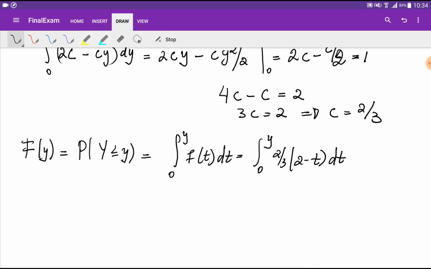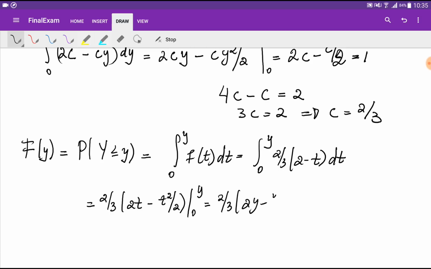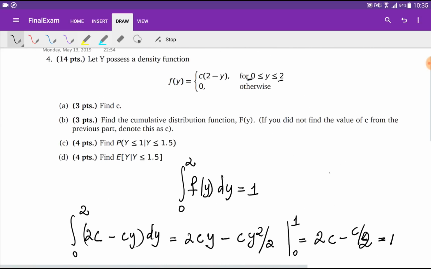So we just need to integrate and evaluate the definite integral. This is going to be equal to t over 3 times (2t minus t squared over 2), evaluated from 0 to y. If I substitute y, it's going to be y over 3 times (2y minus y squared over 2). So this is the formula for the cumulative distribution function of this random variable.